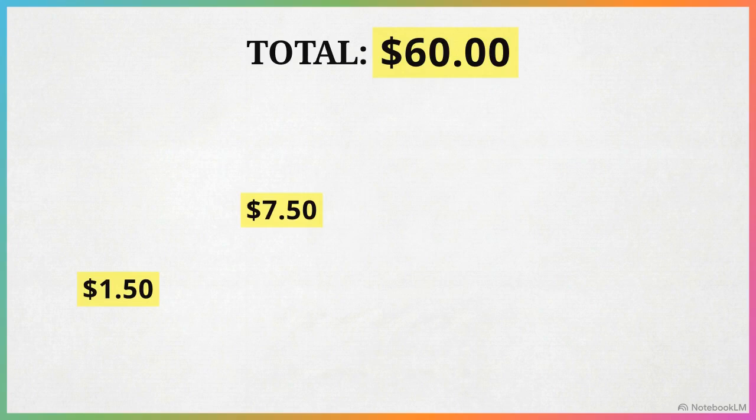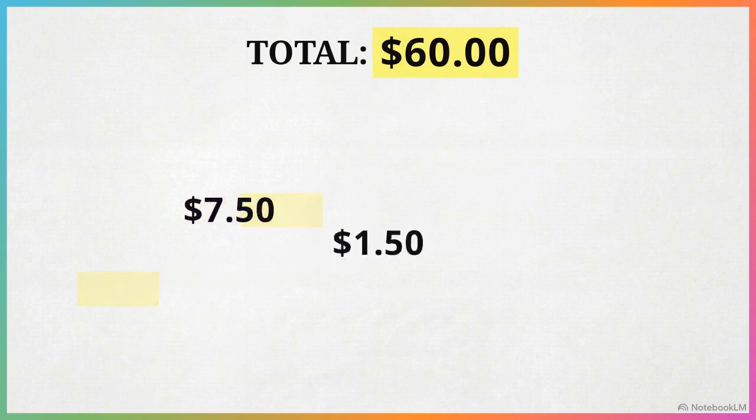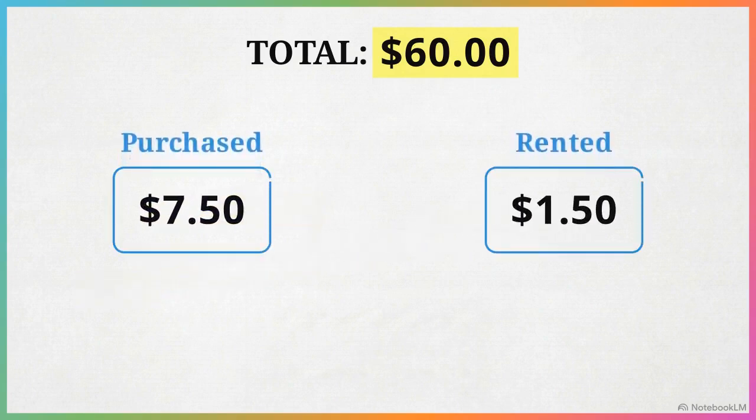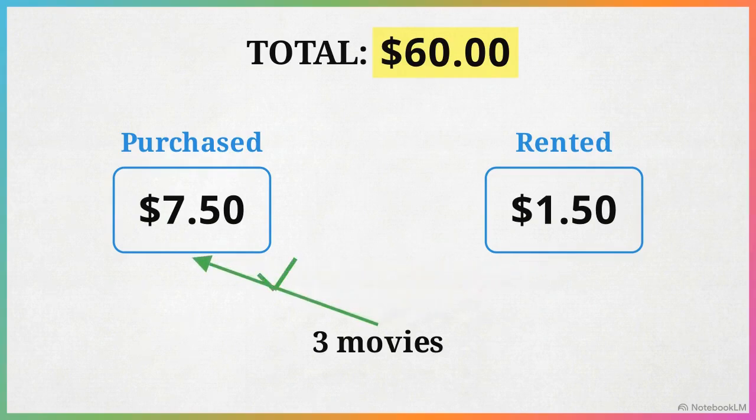We start with our total, a $60 limit. Next, we distinguish the two types of movies: buying for $7.50 and renting for $1.50. Separating these variables immediately prevents you from accidentally multiplying the wrong price by the wrong quantity later.